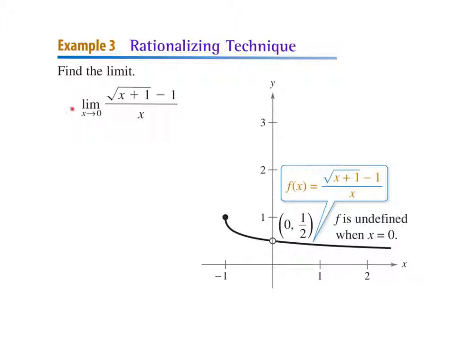Here's a graph of this function. Notice that the limit as x approaches 0, right? The left-hand limit and the right-hand limit are both the same, and it is indeed 1 over 2.